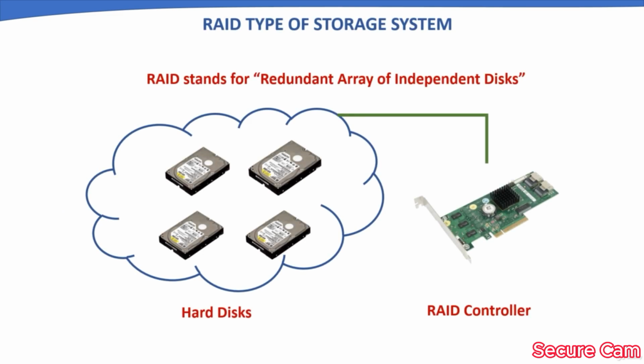RAID type of storage systems. RAID stands for Redundant Array of Independent Disks. It is a way of storing the same data in different places on multiple hard disks or solid-state drives to protect data in case of a drive failure.